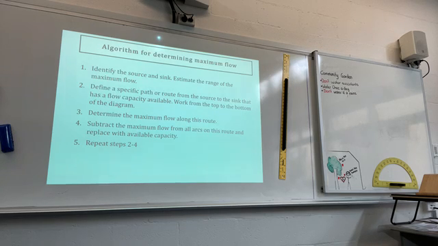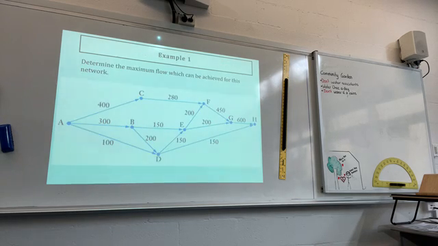Then define the specific path or route from the source to the sink that has flow capacity available. Work from the top to the bottom of the diagram. My recommendation, always from the top to the bottom of the diagram. Then determine the maximum flow along this route. Subtract the maximum flow from all arcs on this route and replace with available capacity. Repeat steps 2 to 4 until you completely exhaust the whole network.